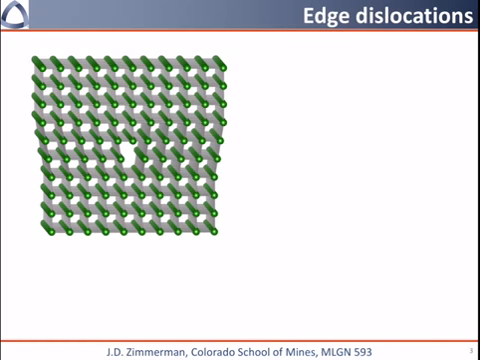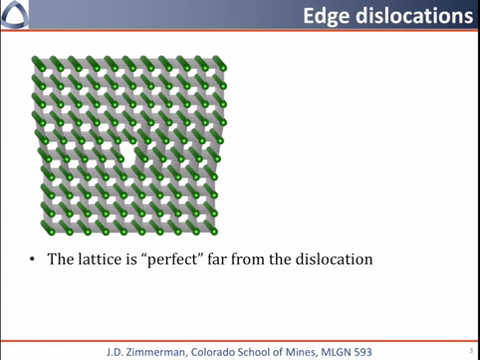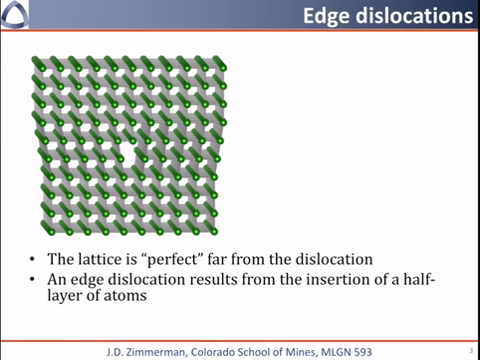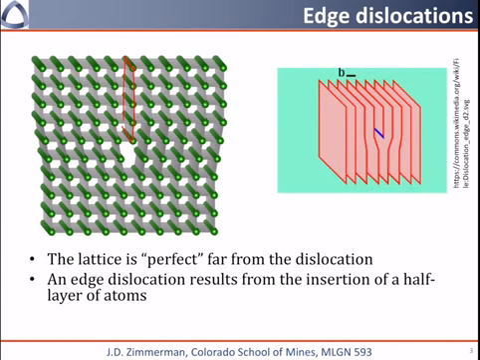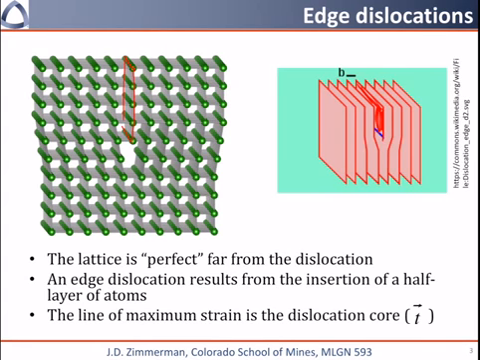Here I'm showing you an edge dislocation. Very far from the center of this, out towards the edges and the top and the bottom, this crystal looks perfect. But what we've done is we have inserted essentially a half layer of atoms into this portion of the crystal. You can also see that on this image here where we've added this extra half plane of atoms into the crystal. There is something called the dislocation core, and that is kind of the line that sees the maximum strain. That's shown here in the blue.